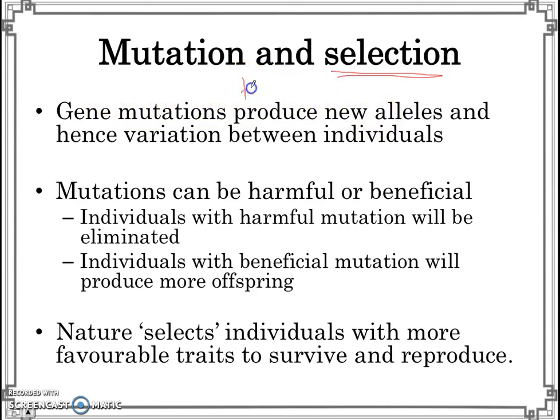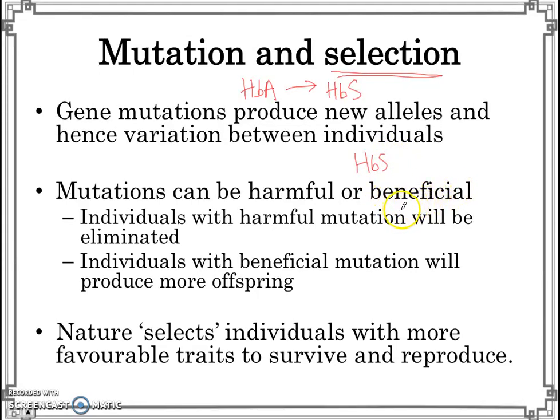So from that original HbA allele, a mutation caused it to become a HbS allele, right? Now, some of these mutations can be harmful or beneficial. In the case of the HbS allele, it's actually a harmful allele because it causes you to have abnormal red blood cells. But in certain cases, like in places with malaria, it turns out to be beneficial.